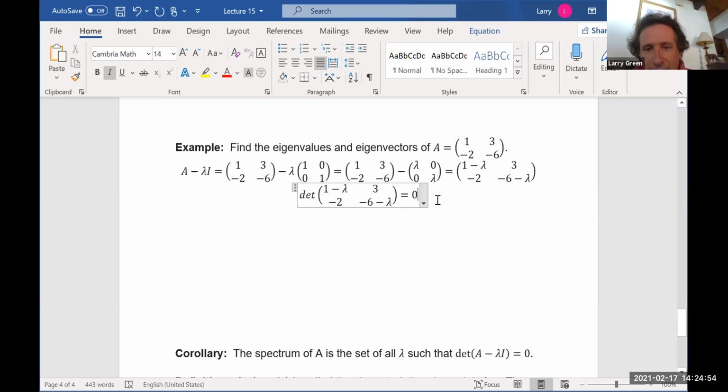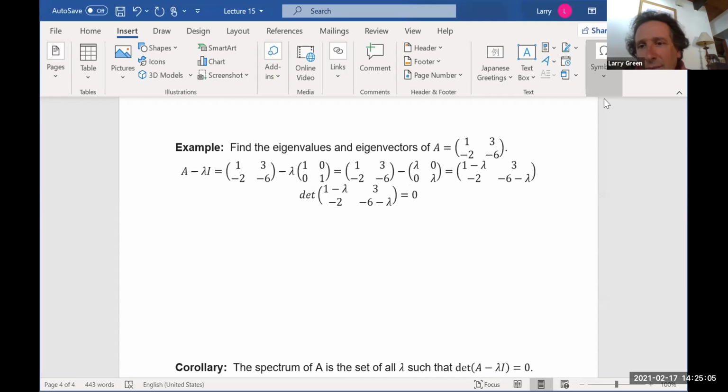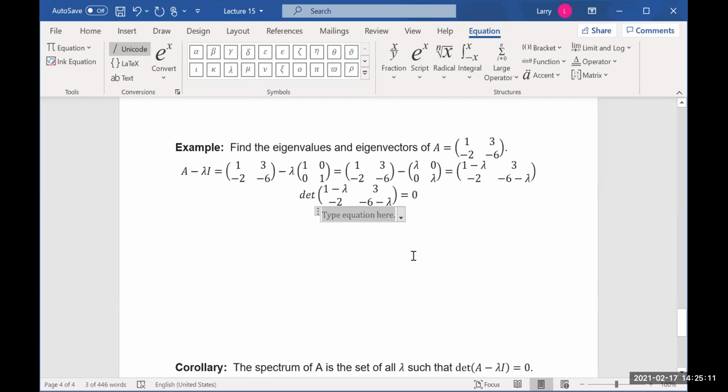Okay, well now the good news is this is a 2 by 2 matrix. 2 by 2 matrices have nice determinants. Do you remember? You don't have to do any kind of adjoint operation or anything like that. Do you remember it's AD minus BC? Do you remember that little formula?